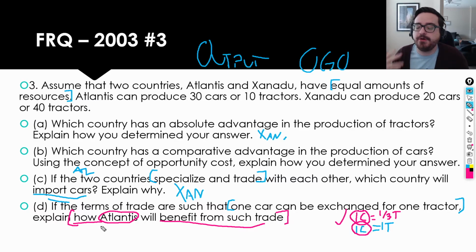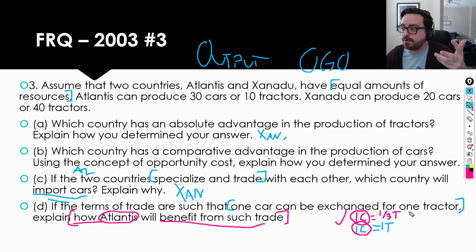The grader has to know you understand what's going on. Not just, "Yeah, it's good for them because one is greater than the third." Do you just know numbers, or do you know what's going on? The grader is giving you credit if you know what's going on. And what's going on is, previously they gave up one car for 1/3 of a tractor. Now they're giving up one car for one tractor, so they're getting 2/3 more of a tractor than before. It's a freaking awesome trade for Atlantis.